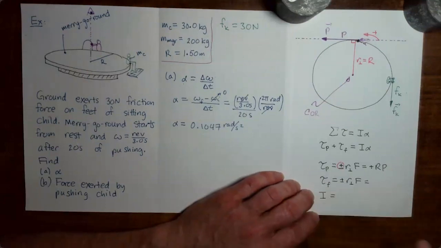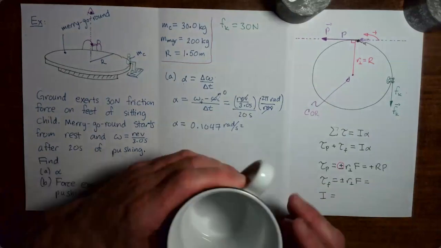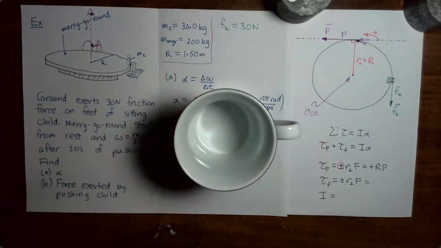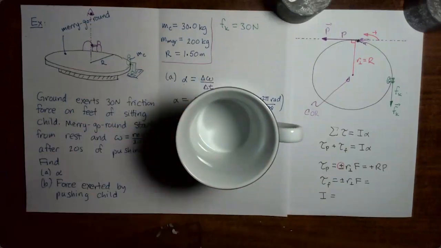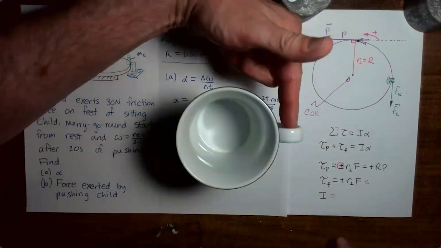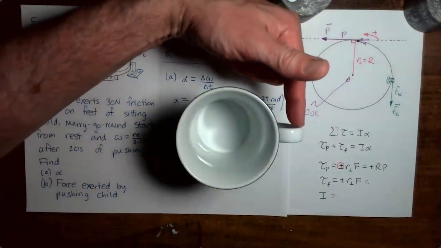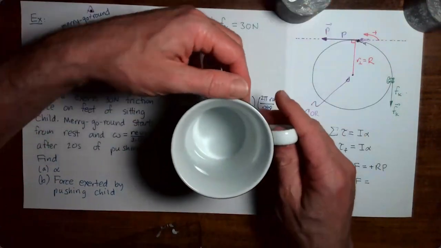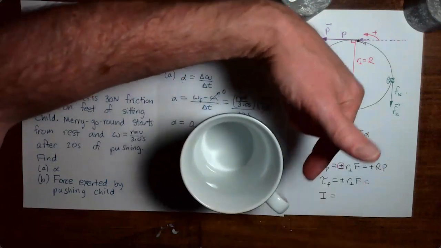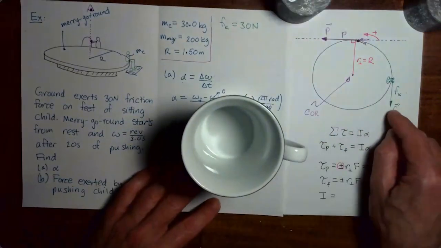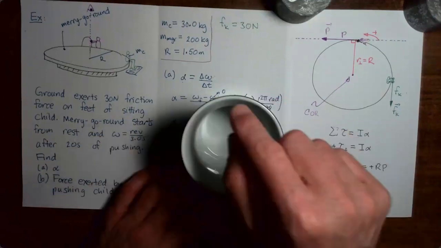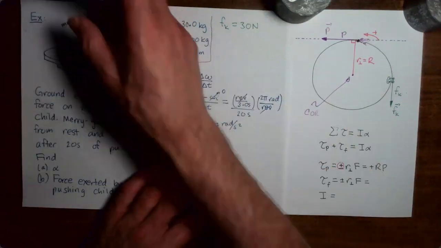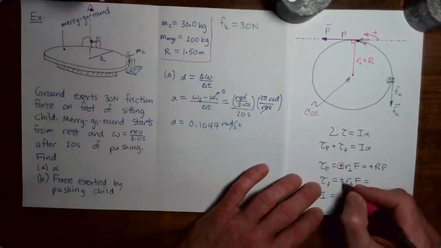Now we can find the torque from friction. First, is the torque from friction clockwise or counterclockwise? So let's suppose that this is the merry-go-round, and that the frictional force is acting over here, pointing like so. And you can see that that torque from friction all by itself would tend to make the merry-go-round rotate clockwise. So we're going to put that in as a negative torque.